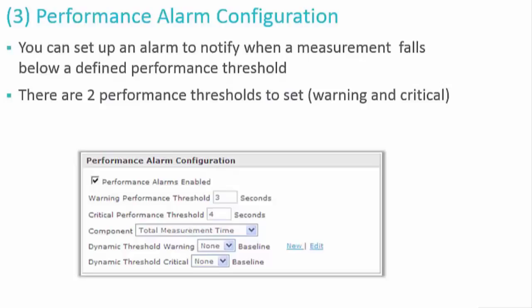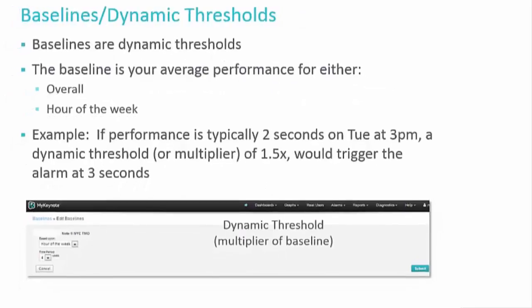Now you can also use a dynamic threshold. That's in the bottom of the configuration box if you have a baseline already built. So a dynamic threshold will be a multiple of that baseline at any given time. So you can baseline your average performance either for a recent past overall or at a specific hour of the week. So an example would be if every Tuesday at 3 p.m. your performance is typically 2 seconds, then a multiple of 1.5 would have a 3-second trigger.